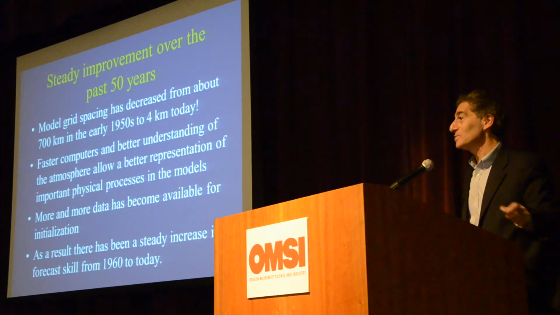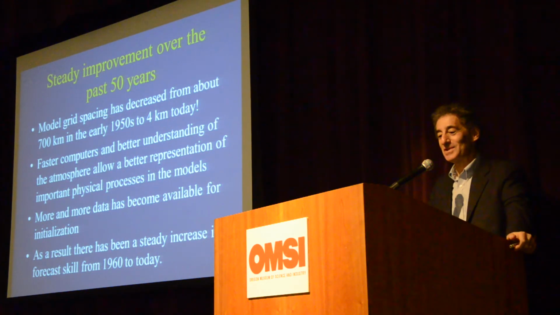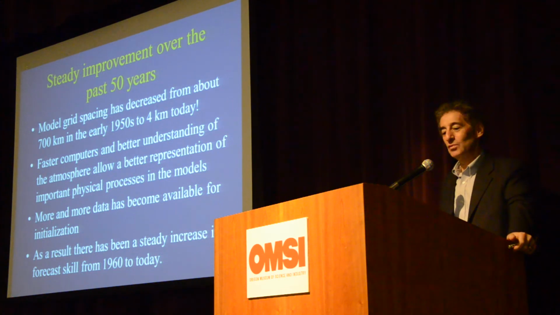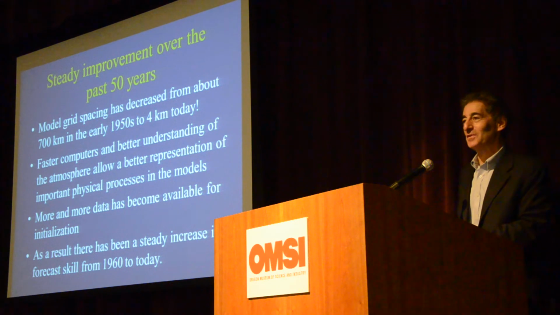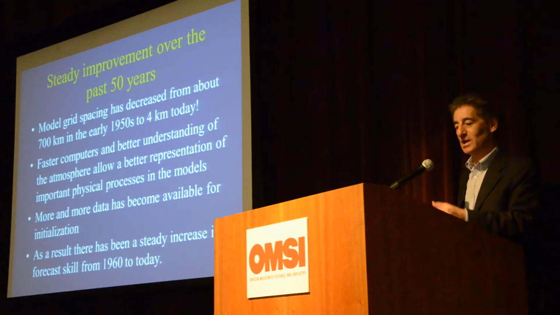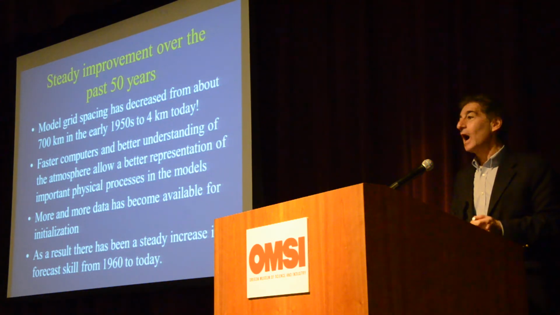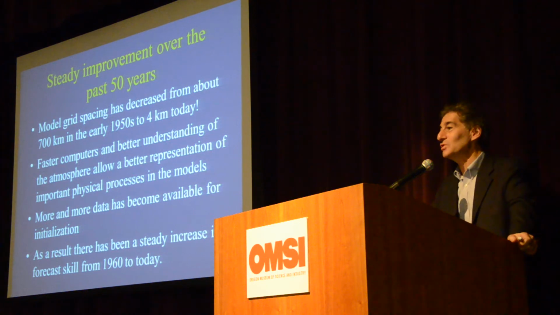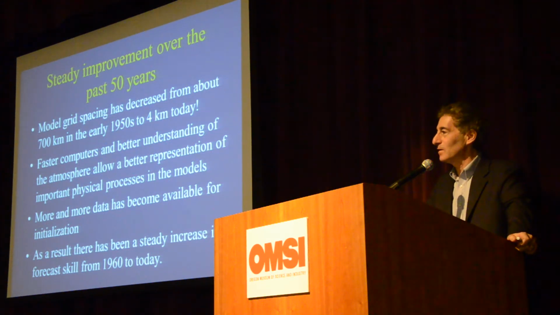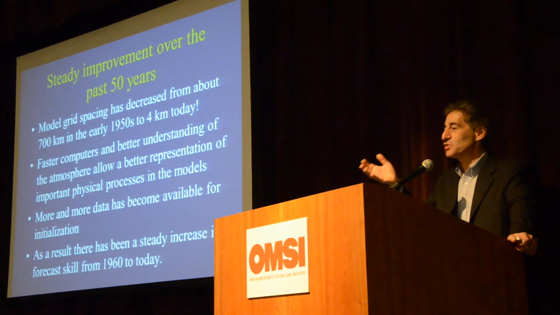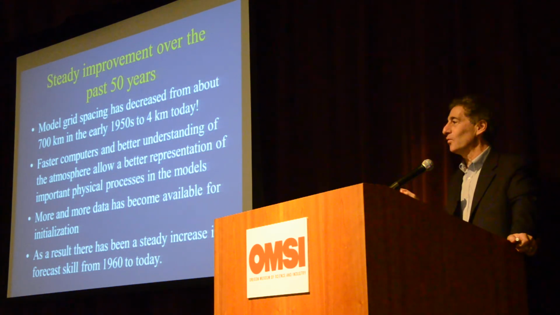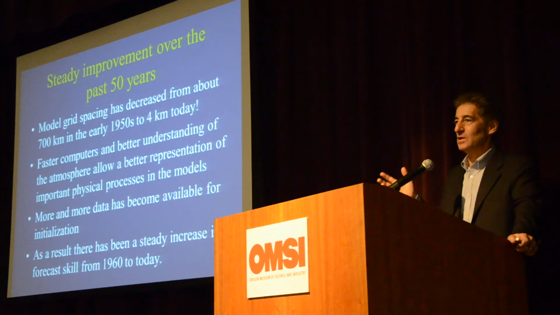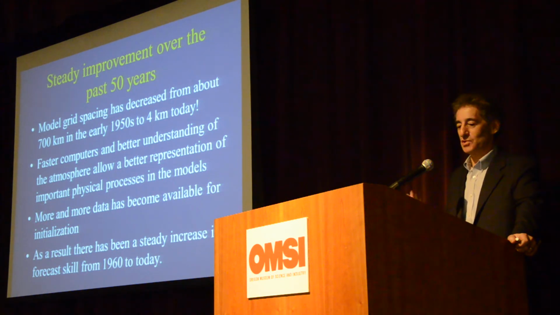Now, faster computers not only let you have finer grid spacing, but they allow you to include more of the physics to better represent the physical processes in the models, like clouds and radiation, things like that. Another big change in numerical weather prediction is that we have so much more data available to us to have a much better starting point, a much better initialization. We'll be getting back to that over and over again, but we have vastly improved data resources now.